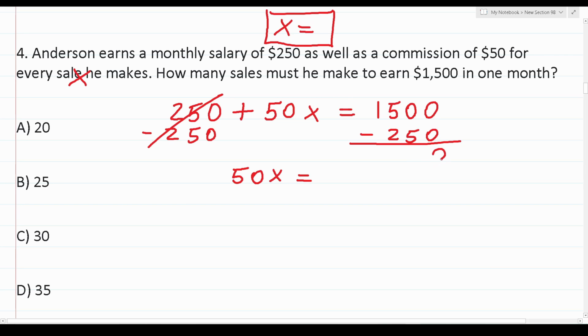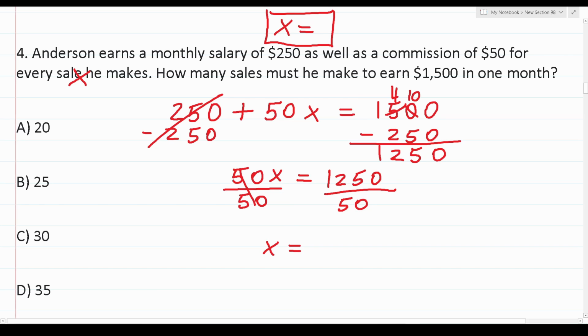0 minus 0 is 0. 0 minus 5 we can't do, so we're going to have to borrow. This is going to become 4. This will become 10. 10 minus 5 is 5. 4 minus 2 is 2, and 1 minus nothing is 1. So this becomes 50x equals 1250. All right, let's go ahead and divide both sides by 50 now to get x by itself. This crosses out here, leaving you with x equals 1250 over 50.